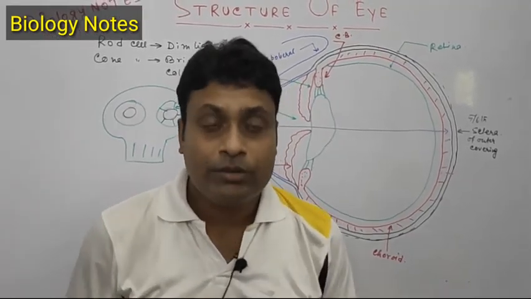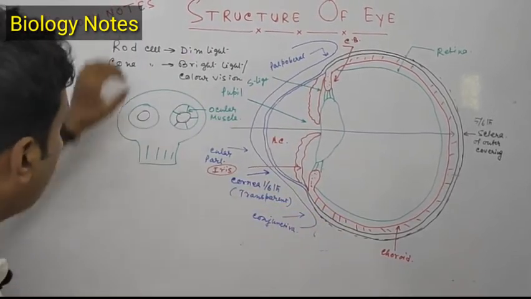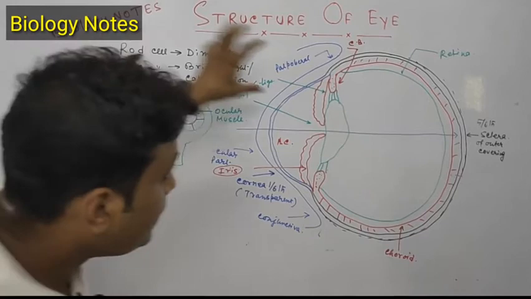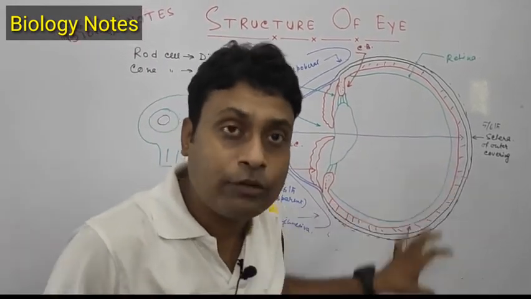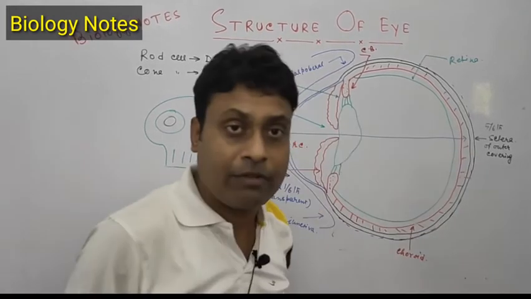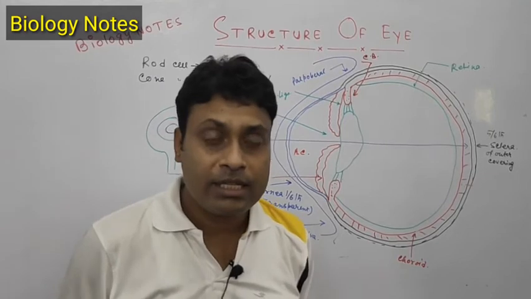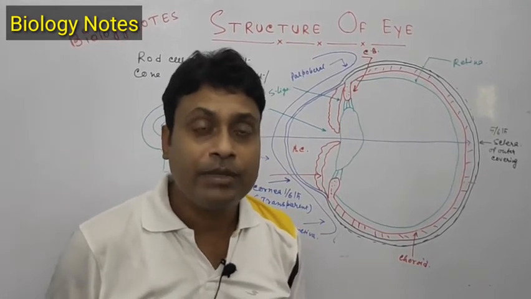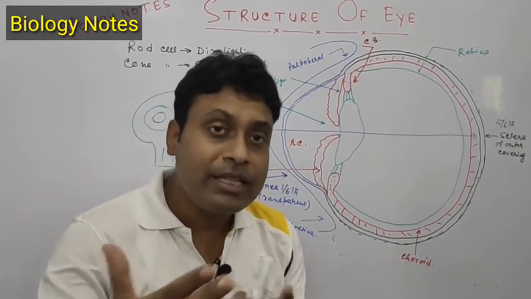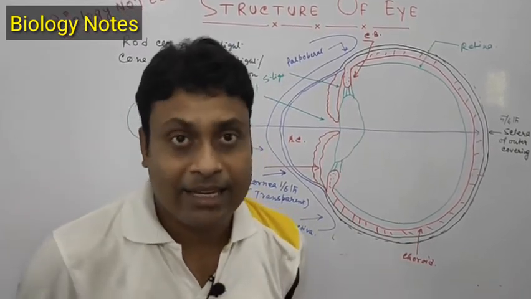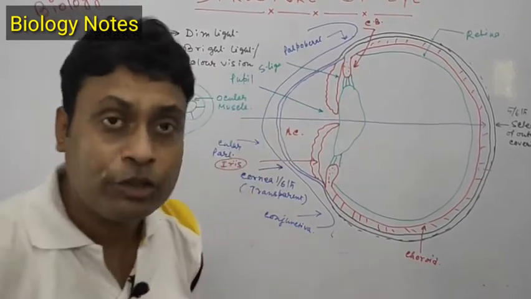Actually, I have already told you that in the retina two important photosensitive cells are found, the rod cell and the cone cell. But you should clearly understand the distribution of rod cells and cone cells in different regions of the retina. This is important. Apart from the rod and cone cells, the retina also bears ganglionic cells, bipolar cells, and amacrine cells. Actually, there are 10 layers inside the retina. The retina is very sensitive to light.